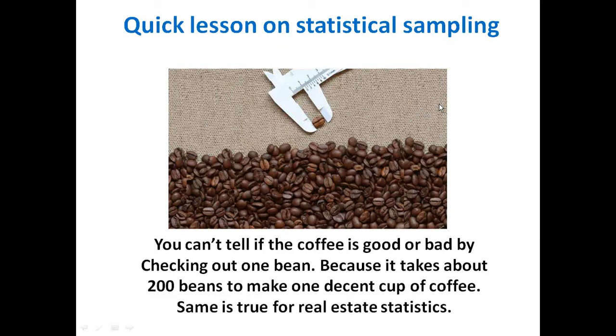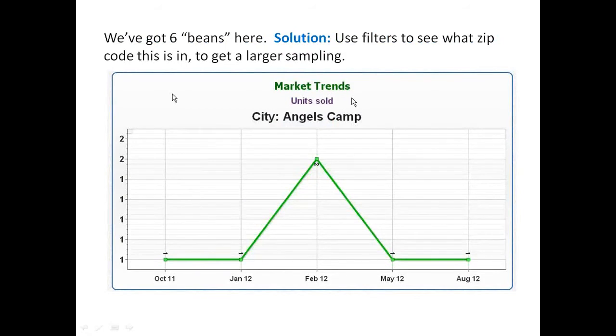And you should try and grind the coffee first. But at any rate, the same is true of real estate. If you pick a small little city, for example, Angels Camp, you notice there were 6 solds there. You can hardly get a graph that makes any sense.